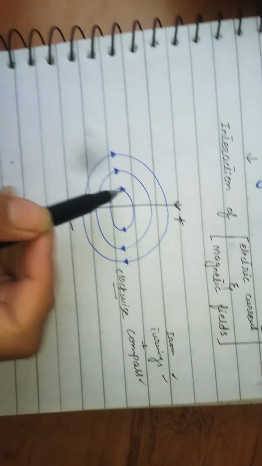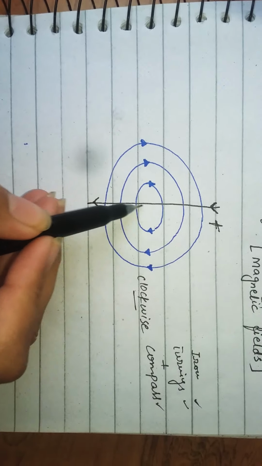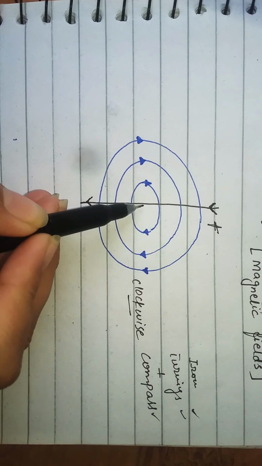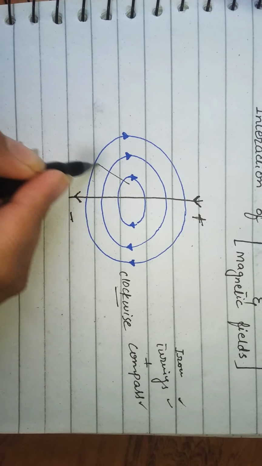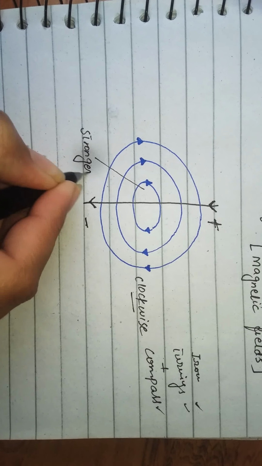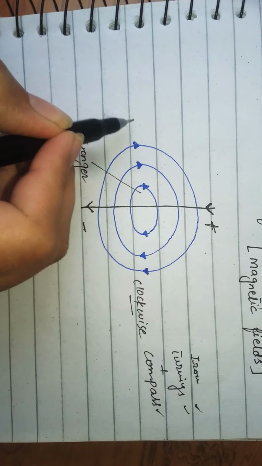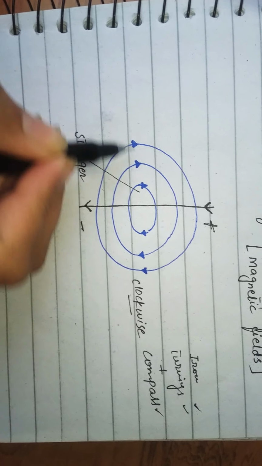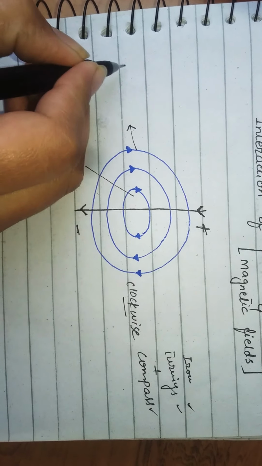Now let's discuss where the field is strongest and where the field is weaker. The field is stronger towards the wire. As we come closer to the wire, the magnetic field is stronger. And as we move away from the wire, the magnetic field becomes weaker.